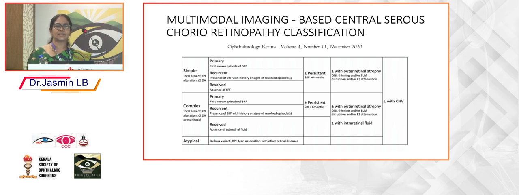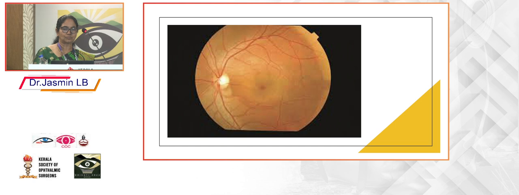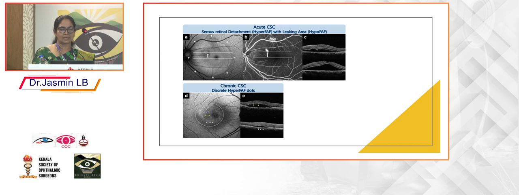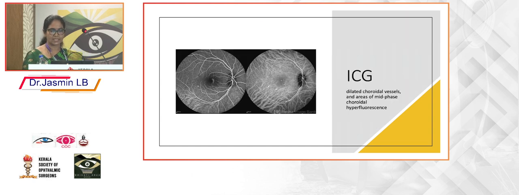Today's common classification is acute and chronic CSR, depending upon the duration of the CSR. But this is the revised classification based on the multimodal imaging techniques. It is classified as simple, complex, and atypical. This is a fundus showing macular serous detachment. And these are the multimodal imaging techniques like autofluorescence, FFA, and OCT. The first picture shows the acute CSR, and the second the chronic CSR. You can see the hyperreflective spots in the outer detached retina. It indicates chronic CSR. This is the ICG picture.